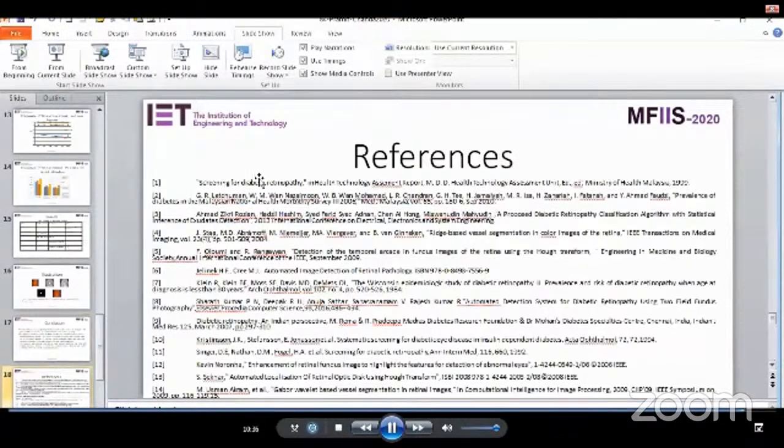And these are the references of some papers, IEEE transactions and other important conference papers we have studied and used for our research study.